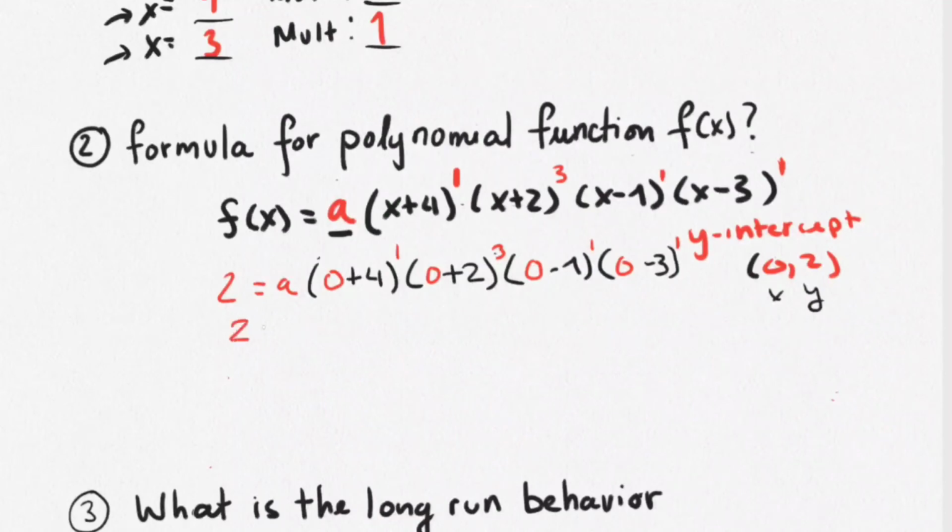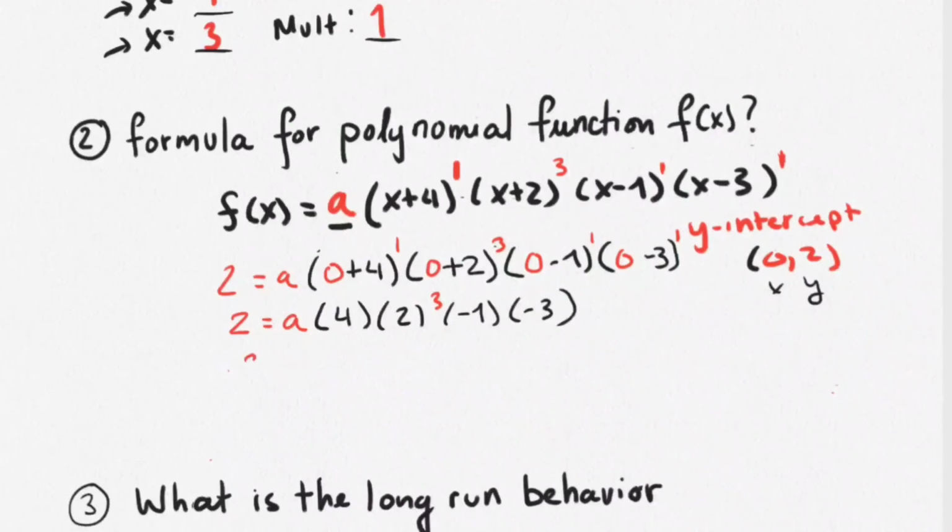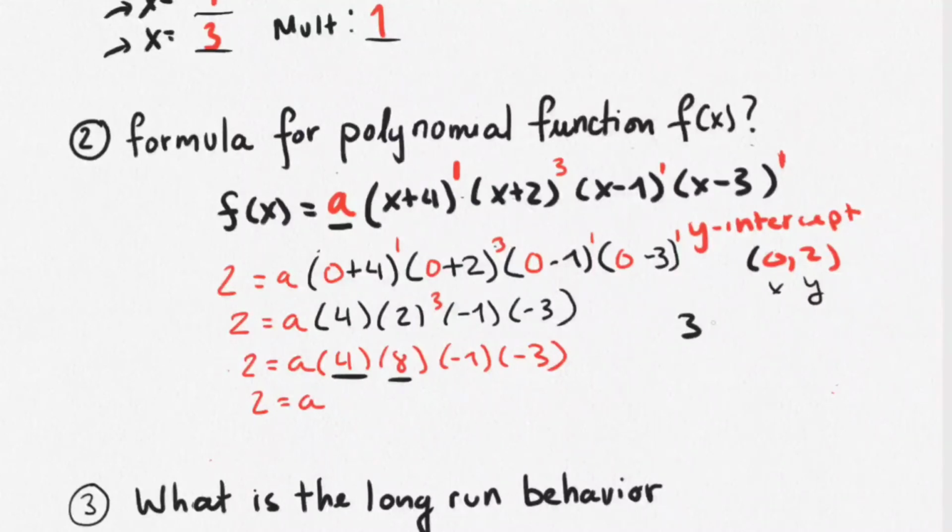So 2 equals a. 0 plus 4 gives us 4. 0 plus 2 gives us 2, but then we have to cube it. 0 minus 1 is -1, and 0 minus 3 is -3. Then we have 2 equals a times 4 times, 2 times 2 times 2, that is 8, times -1 and -3. 4 times 8 is 32, times -1 is -32, times -3 is positive 96.